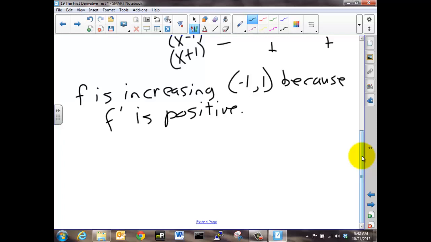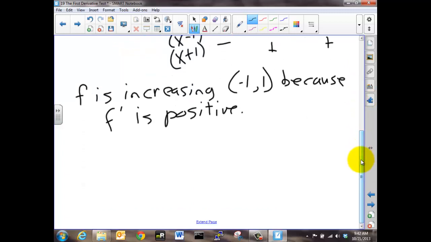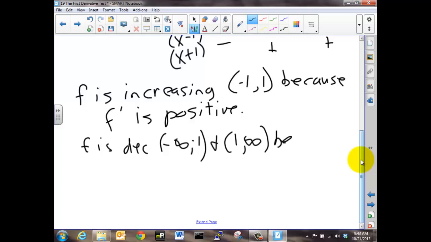Pronouns are going to mess with your mind in here, so it's very important that you be specific. F prime is positive. So where is this function decreasing? And why? Negative infinity to negative 1 and 1 to infinity. F is decreasing from negative infinity to negative 1 and 1 to infinity because F prime is negative.